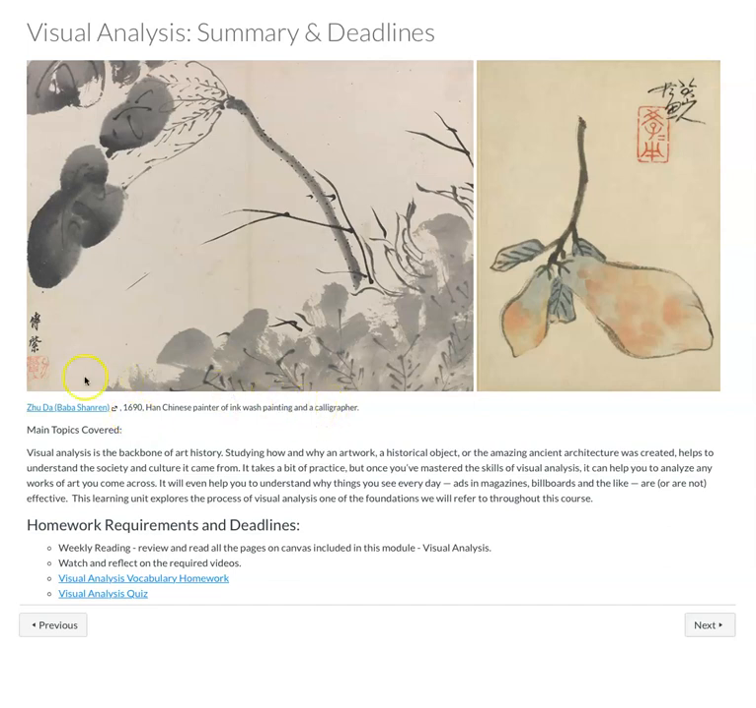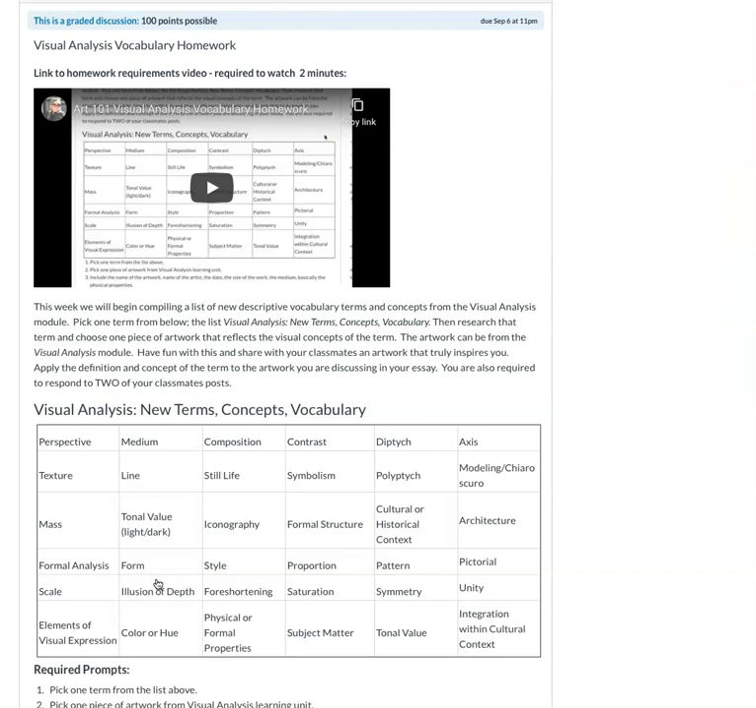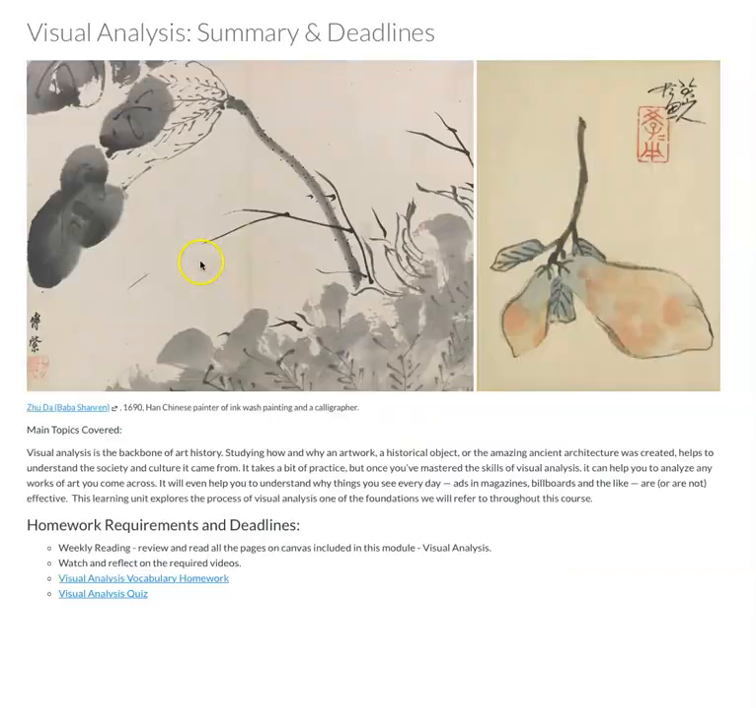One of the things I want you to really pay attention to are the physical properties of the various artworks that we talk about throughout this semester. There will always be a summary and deadlines page for each learning unit, and there will usually be a link to the required readings. With this first visual analysis learning unit, all of the readings are included on each page of the module, and there are required videos that you need to watch. There will also be these quick links that take you to the homework assignments, which I will also talk about as I continue to navigate this learning unit.